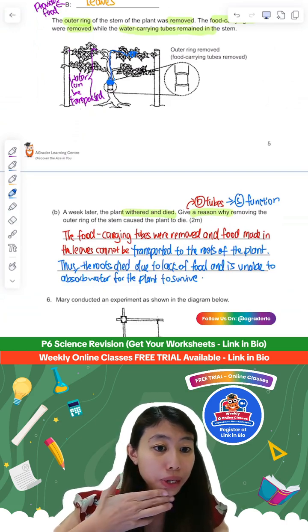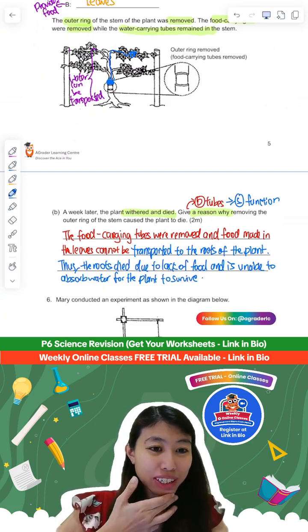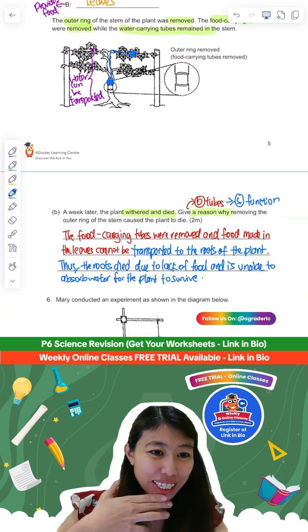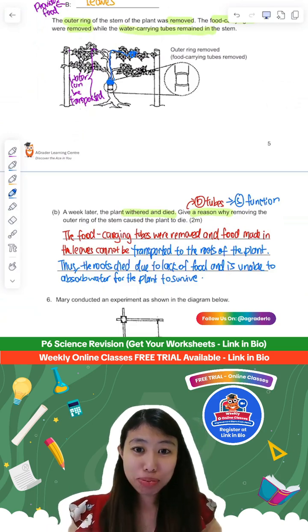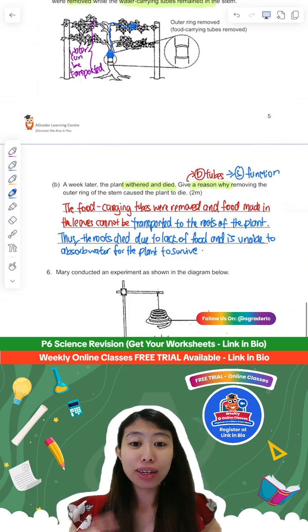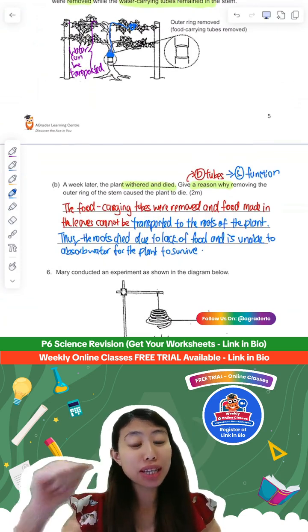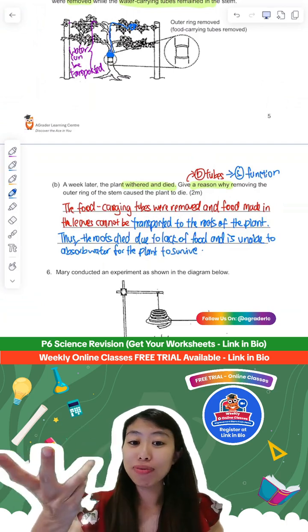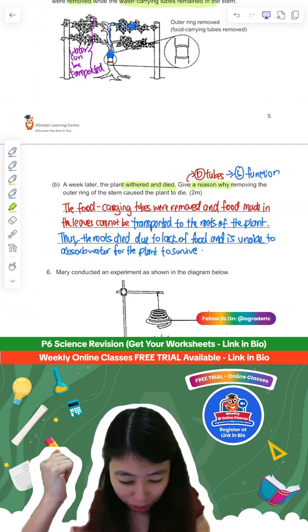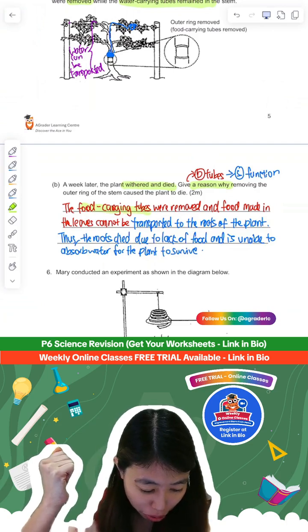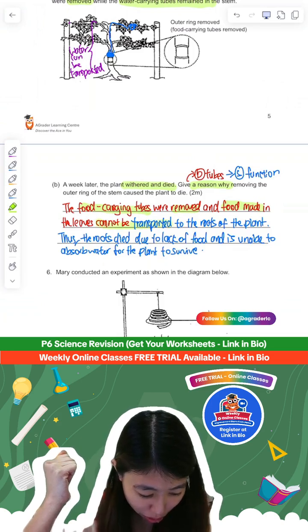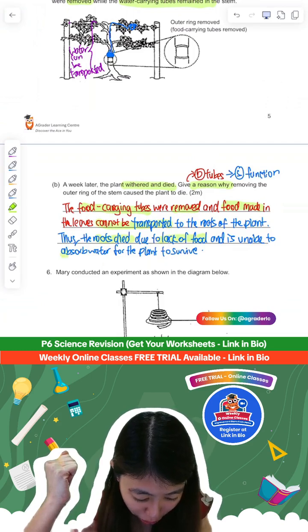Jeremy and WL, Stephanie, very good. Yes, but you need to mention why the plant died. Plants are living things. Living things die because maybe there's no water, maybe there's no food, maybe there's no air. So it must be a little bit more specific. So I must say that food carrying tubes were removed, food made cannot be transported, so the roots die due to lack of food, so cannot absorb water.